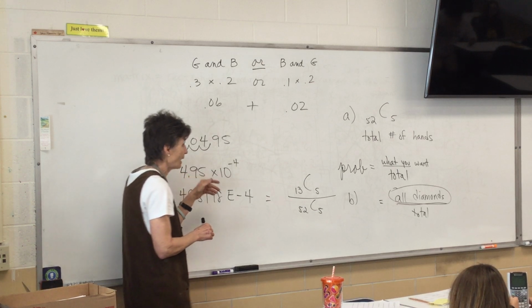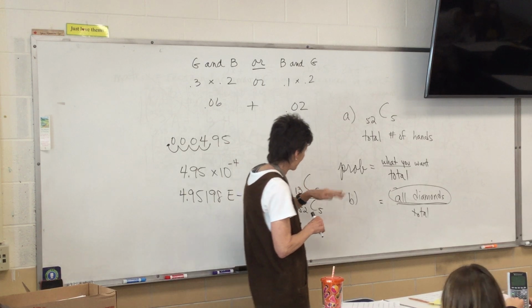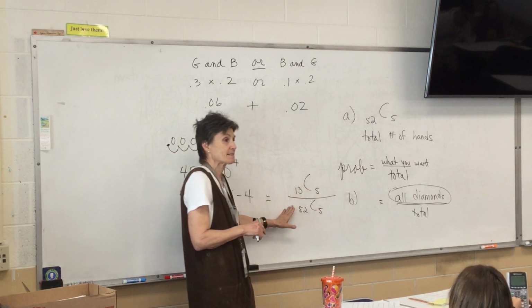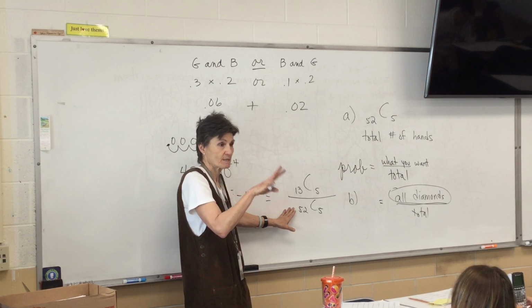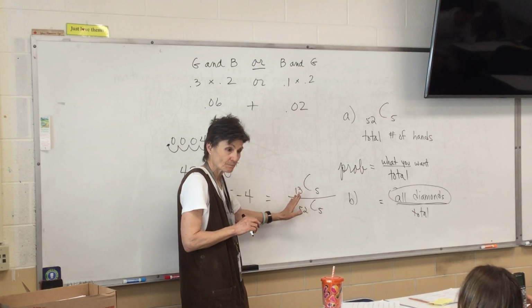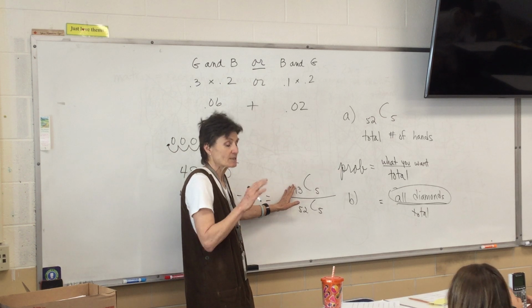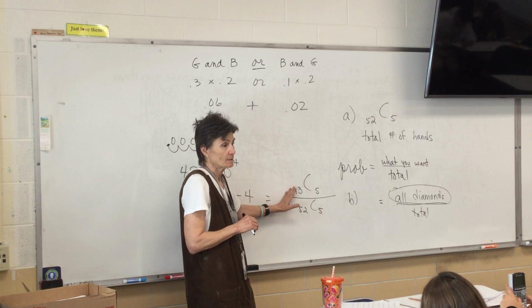Okay, so let's back up, because there's a whole bunch of these. Does anybody have a question about the basic setup? How we got 13C5 and how we got 52C5? Is the basic setup okay? There's 13 diamonds in the deck. This is an all diamond hand. There are 13 diamonds in the deck.